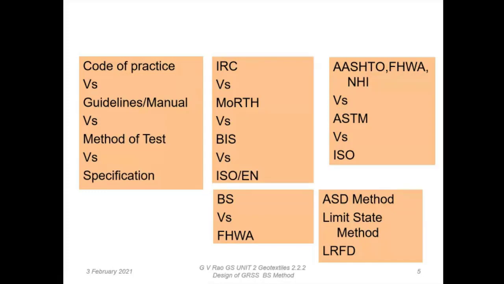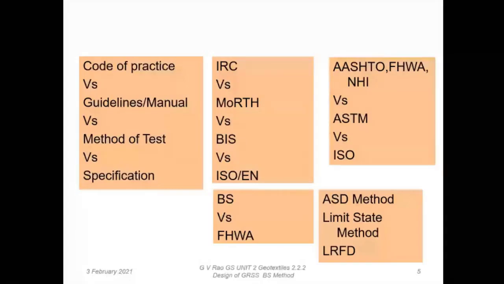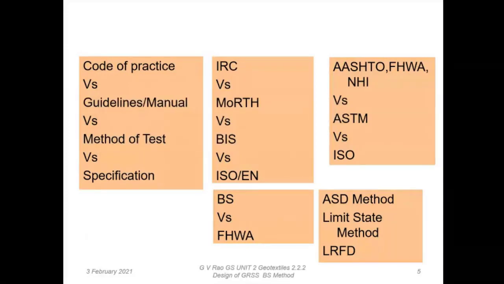So all of them are given as a specification. So method of test, specification, and code of practice together form one set, actually always. Here we are referring to code of practice, which has obviously evolved from the earlier guidelines and manuals, and then came into code of practice. We'll see again in what way the British method is very specific in certain issues.